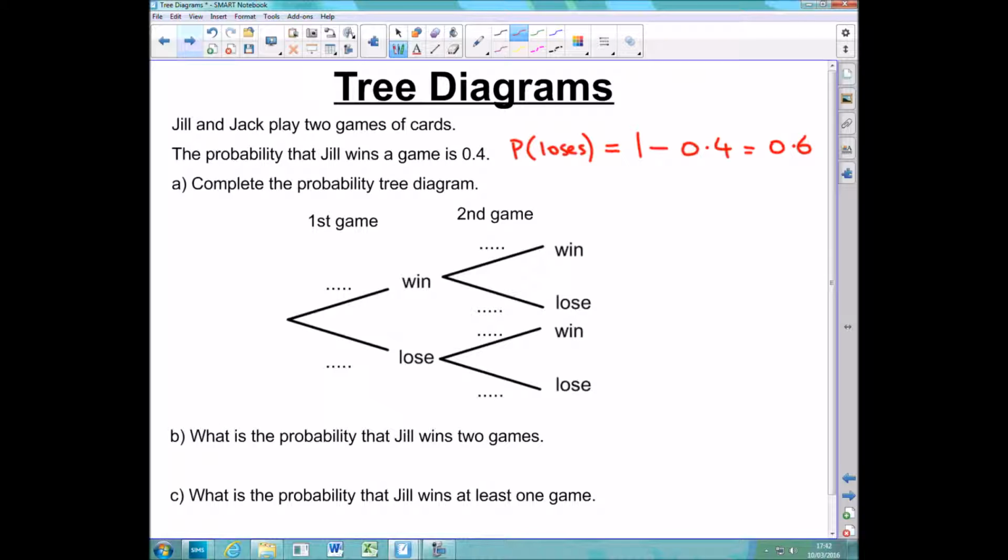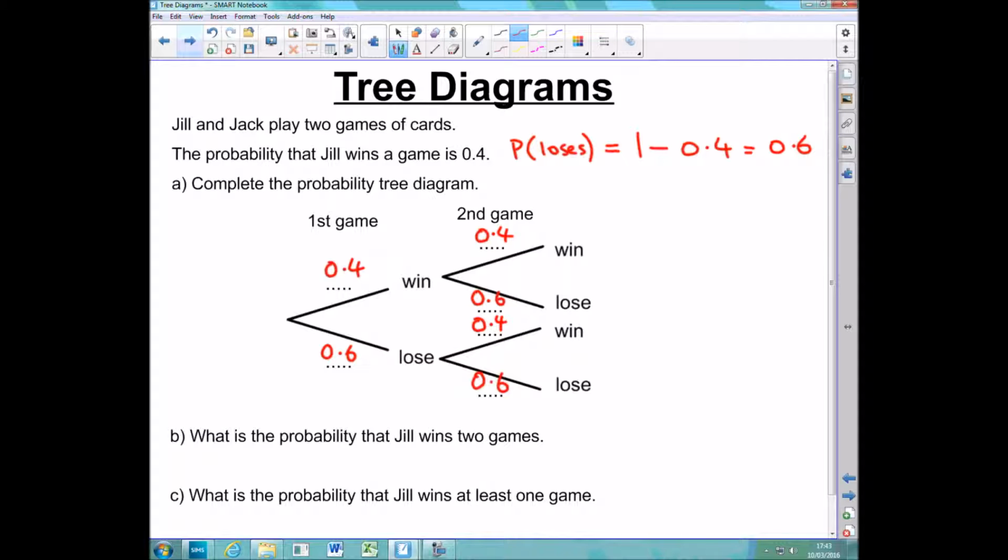So in the first game, Jill wins is 0.4. And if she loses, it is 0.6. Now in the second game, it has exactly the same probabilities. So if she wins, 0.4, she loses 0.6. Again down the bottom, if she wins, it's 0.4, and if she loses, 0.6. Now that will be sufficient to earn you 2 marks for completing the probability tree diagram. But now we're going to look at how to answer questions on these tree diagrams.